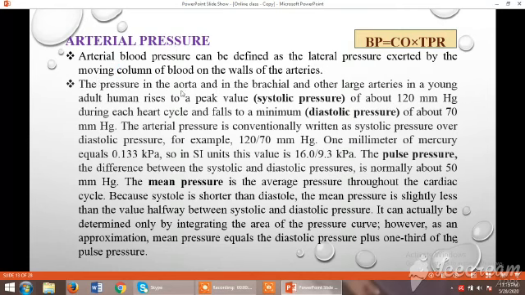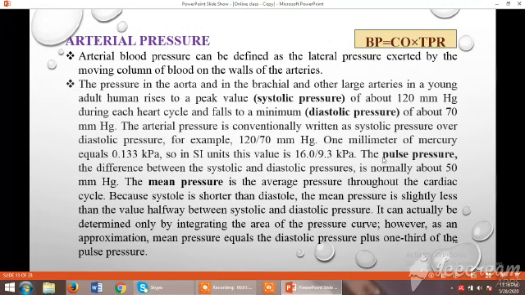Now the pressure in the aorta and the brachial artery and other large arteries in a young adult human rises to a peak value, the systolic pressure. As an example, systolic pressure is 120 millimeters of mercury, and the minimum pressure is the diastolic pressure, that is 70. So mainly there are four pressures: systolic, diastolic, pulse, and mean pressure. Systolic pressure is the maximum pressure during systole, that is 110 to 140 millimeters of mercury, and diastolic pressure is the minimum pressure during diastole, that is 60 to 90 millimeters of mercury.